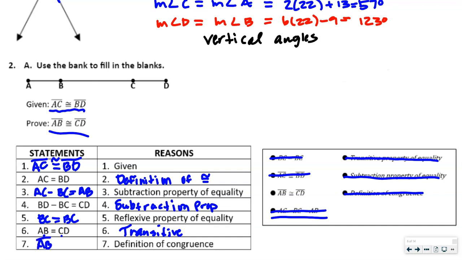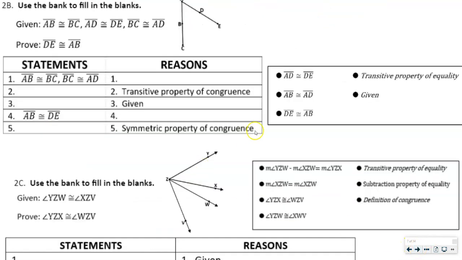So then the definition of congruence down here again is what we're trying to prove. AB is congruent to segment CD, okay? So we used everything. And by the way, you need to study all 3 of these proofs because one of them is guaranteed to be on your test, okay?